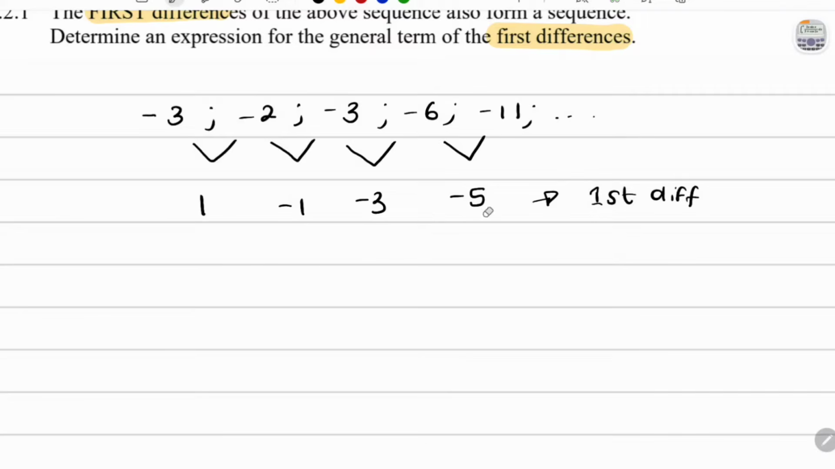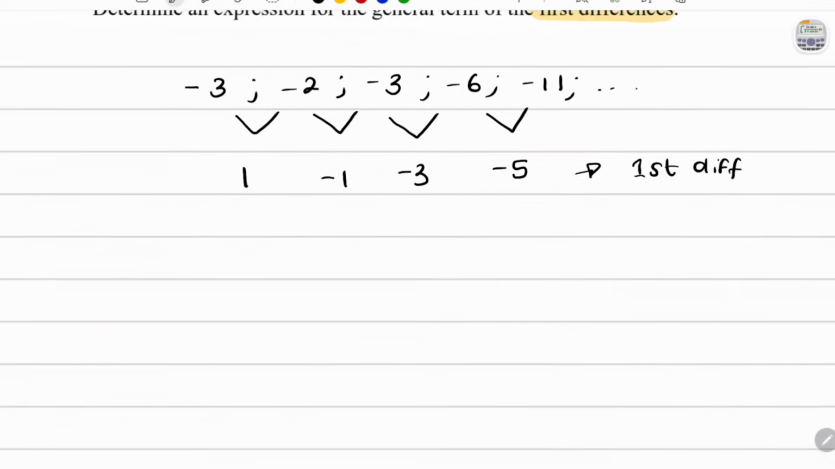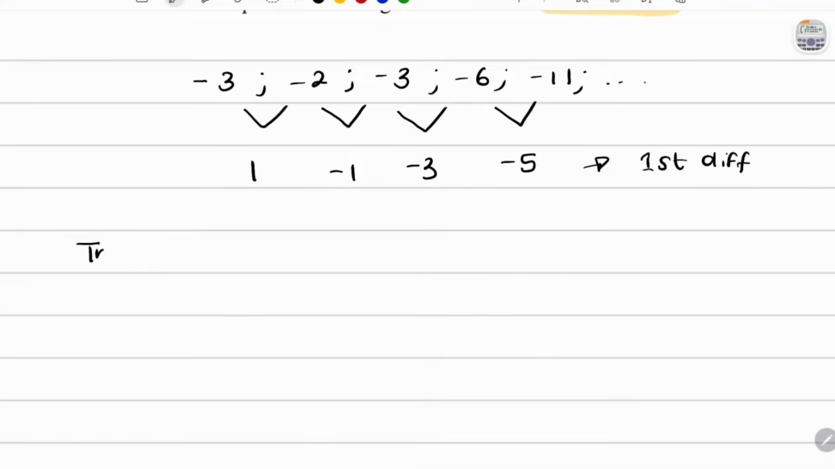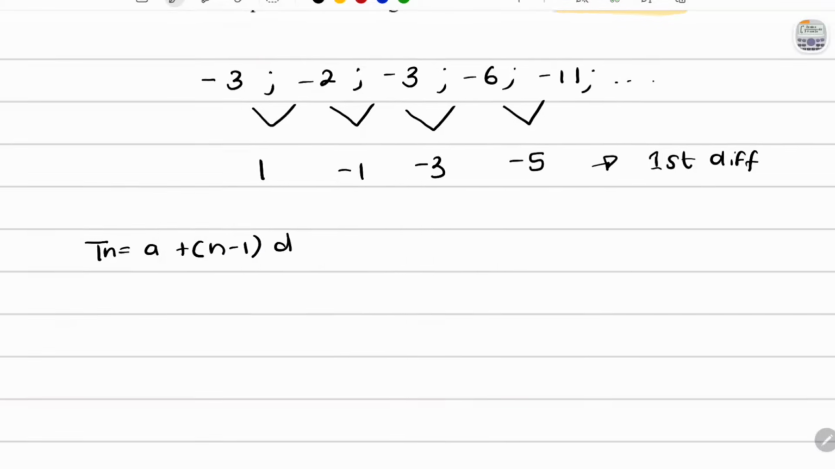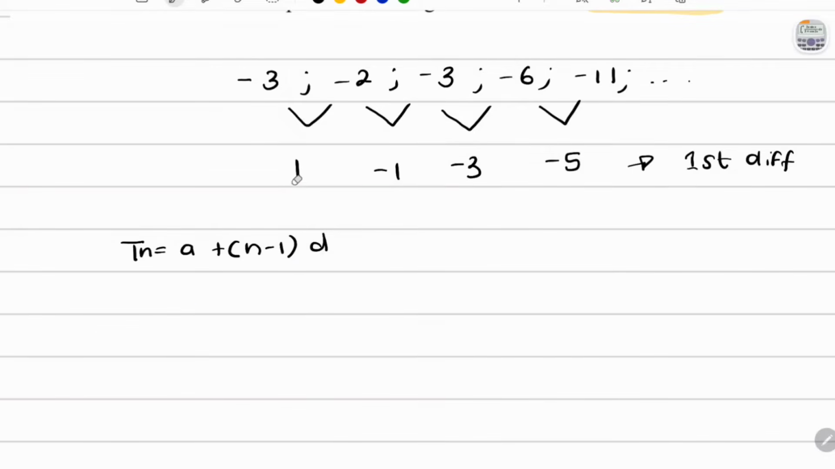And you will notice that this is, well, you don't even have to notice. We know that if this is quadratic, this is arithmetic. So we just have to find the formula for this. The formula of an arithmetic pattern is Tn equals a plus (n minus 1) multiplied by d. So the first term is 1, as you can see. And your difference, you're just going to find by saying next term minus the previous term. But this one looks easier.